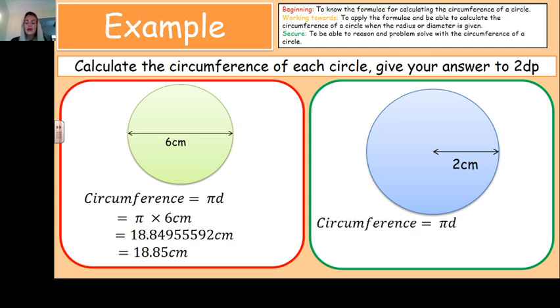Okay, let's go over the answer for that one then. So again, tell the examiner you know what you're doing. Circumference equals pi times diameter. They've given us the radius, so the diameter for this would be 2 times 2, which is 4, pi times 4, and the answer was 12.57 centimetres. So if you got that, well done.